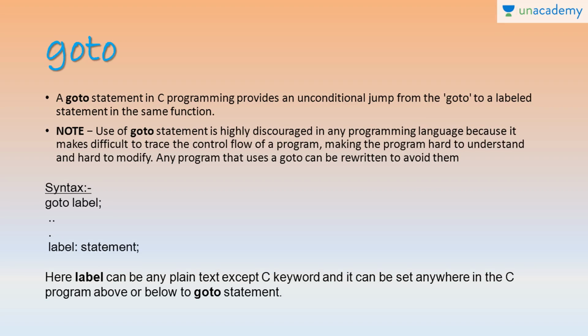Now we learn about goto statements. A goto statement in C programming provides an unconditional jump from the goto to a labeled statement in the same function. But one thing you have to note is that use of the goto statement is highly discouraged in any programming language because it makes it difficult to trace the control flow of the program, making the program hard to understand and hard to modify. So programmers usually discourage the use of goto statements in any programming language.